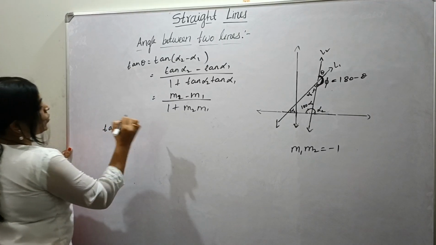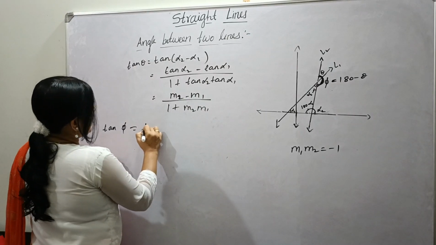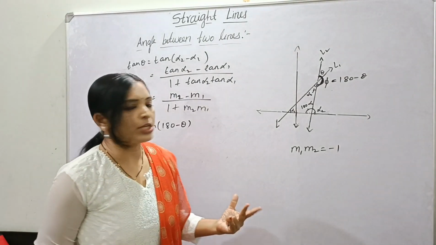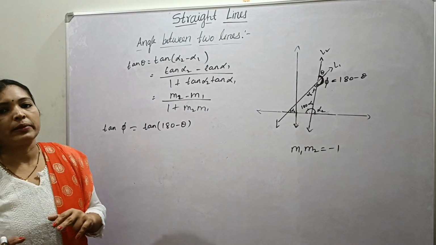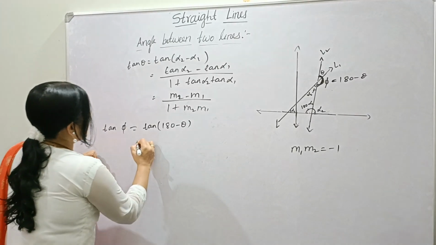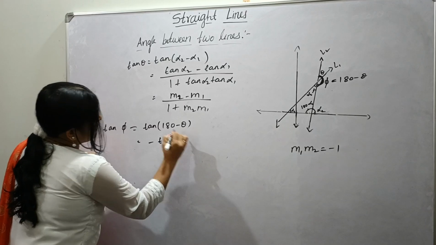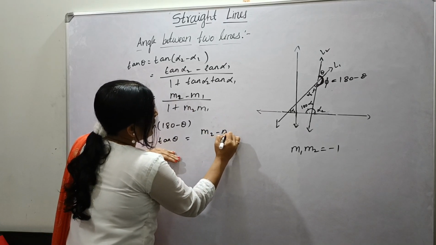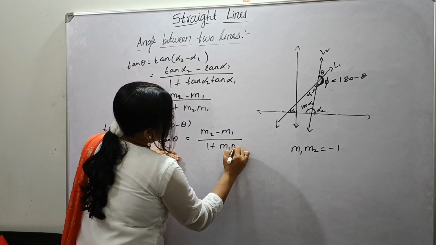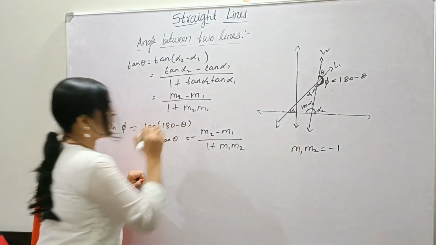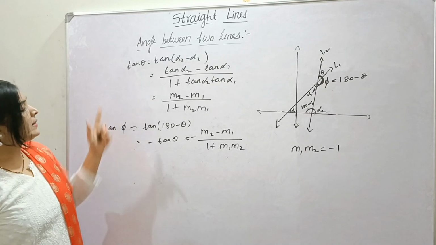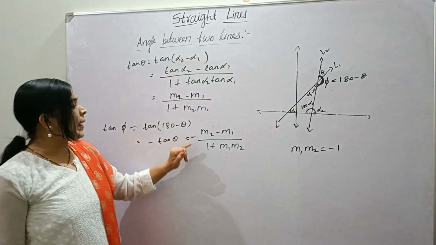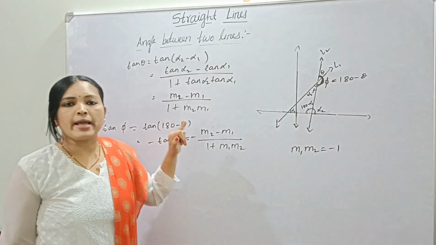So, tan phi is equal to tan of 180 minus theta. We have already studied in trigonometry that tan of 180 minus theta is nothing but minus tan theta. These are trigonometric identities. So, minus tan theta. What is tan theta? Tan theta is m2 minus m1 divided by 1 plus m1 into m2. So it is minus here. We have tan theta equal to m2 minus m1 divided by 1 plus m1 into m2, and tan phi equal to minus of m2 minus m1 divided by 1 plus m1 into m2.